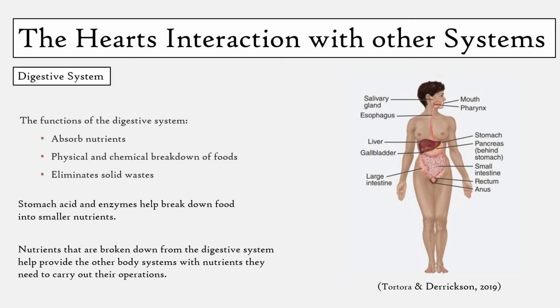With the help of the heart pumping blood to the upper and lower body, this is what helps make the digestive system function. The blood that the heart pumps picks up the nutrients that the digestive system has broken down and transports them throughout the body to where they need to go. Without the digestive system taking in food and breaking it down, and the cardiovascular system transporting these nutrients, the rest of the body systems would not have the nutrients they need to operate.